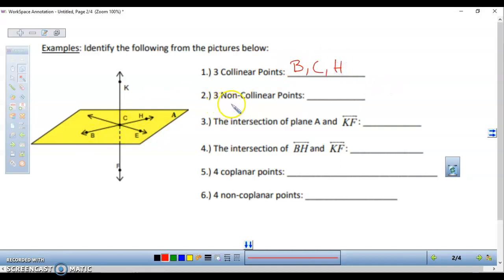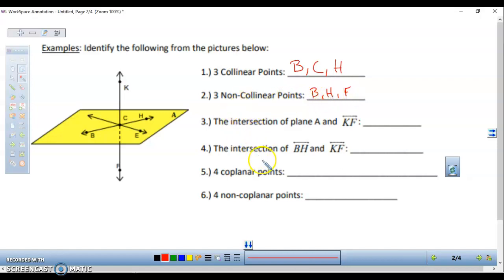Next, name 3 non-collinear points. This time I want 3 points that are not all on the same line. And the easiest way to go about doing this is just pick 2 points that are on the same line. How about B and H? And then just pick one more point that's not on that line. So if I pick B and H, I want to pick a point that's not also on this line. So how about F? Those 3 points, B, H, and F, are not all on the same line.